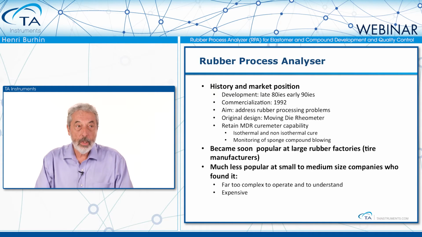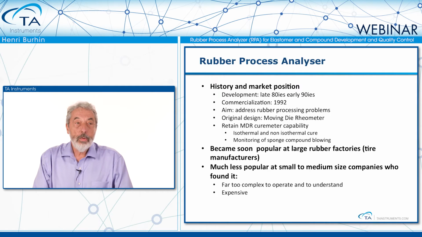So the Rubber Process Analyzer, the history and market position. The development of the machine was done actually in the late 80s and the beginning 90s. The commercialization of the product was in 1992, which means that we are something like 25 years of service. The original aim of the machine was to address rubber processing problems, which was a big problem at that time and still remains a big problem.